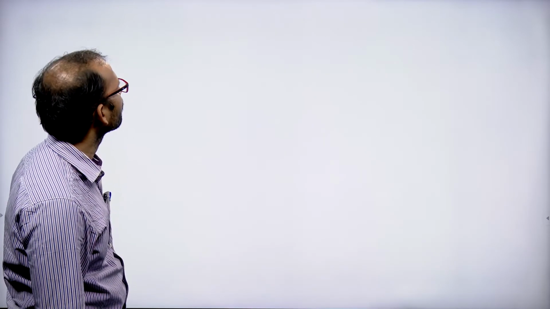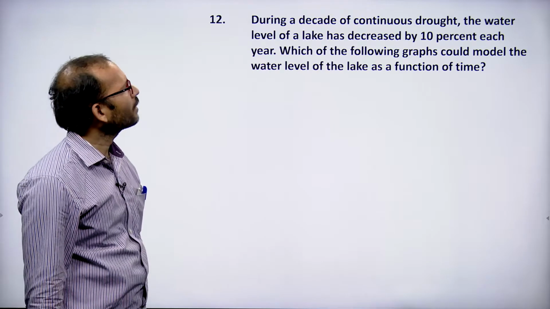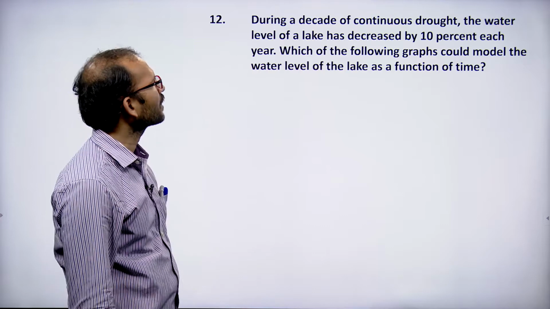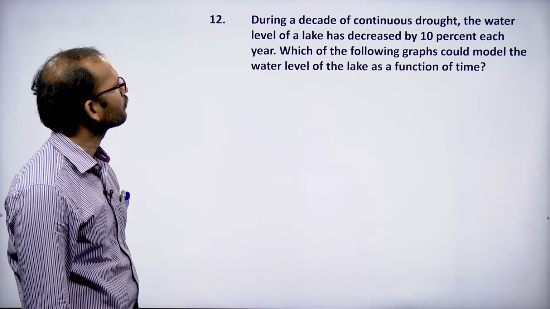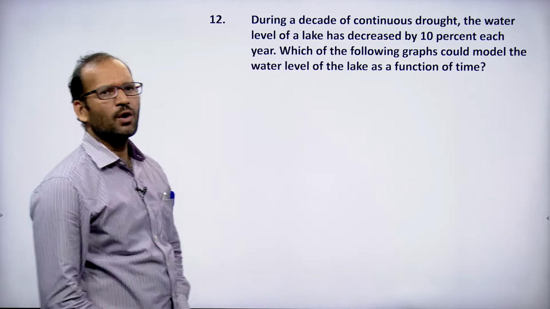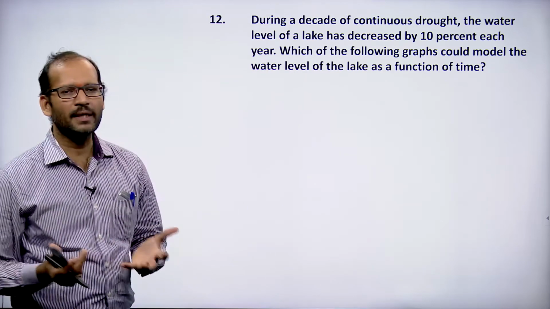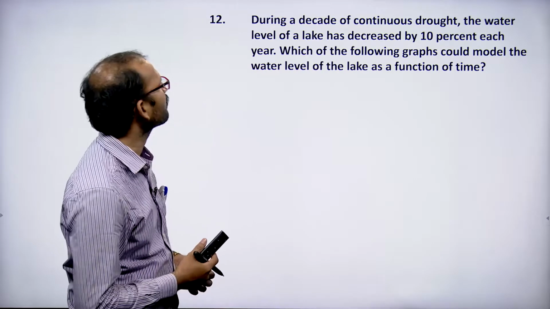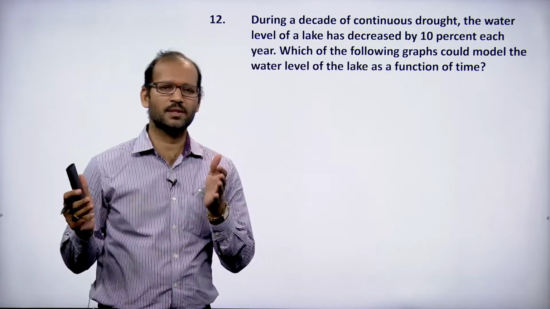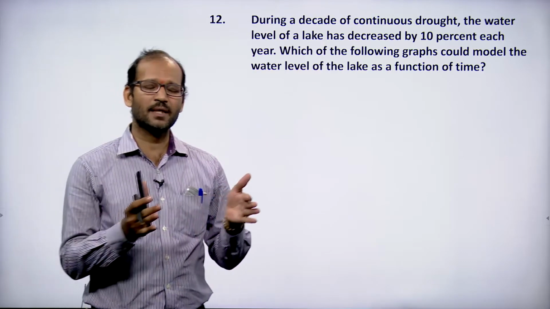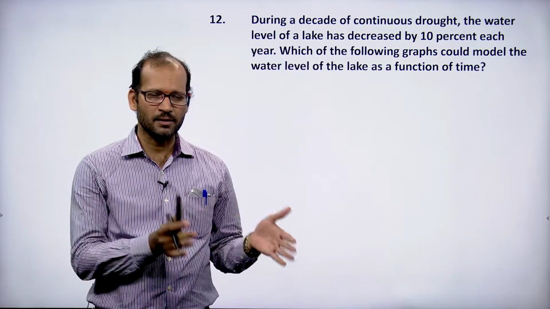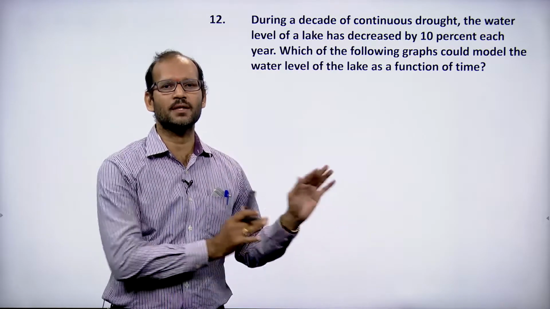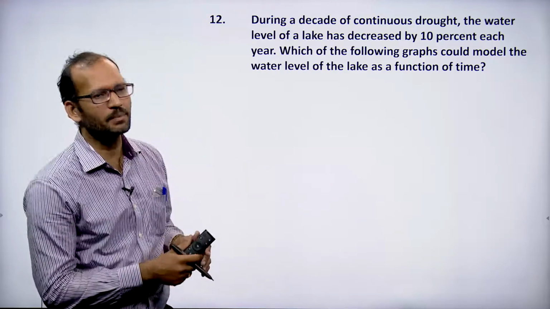Okay, leave it. Next, during a decade of continuous drought, the water level of a lake has decreased by 10% each year. See, because of the drought, the water level in a lake is continuously decreasing. How much percent is it decreasing? 10% every year. This year 10% decreased. Next year, at the end of this first year, whatever the water level is there, again 10% is decreased. So like that every year it is decreasing 10%, 10%.